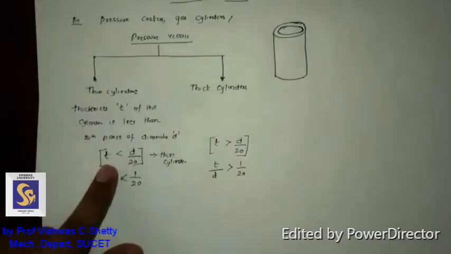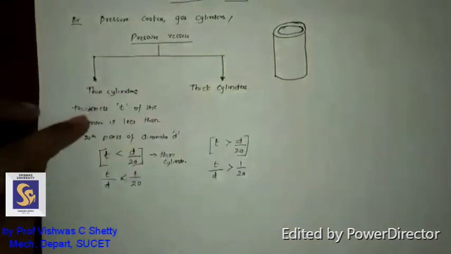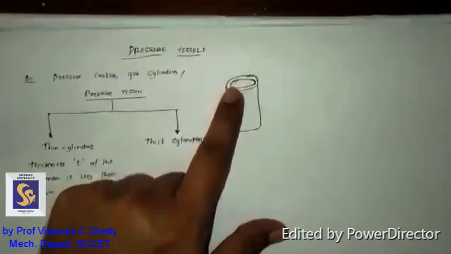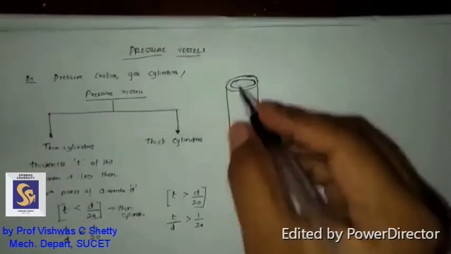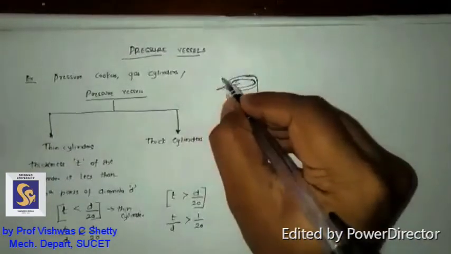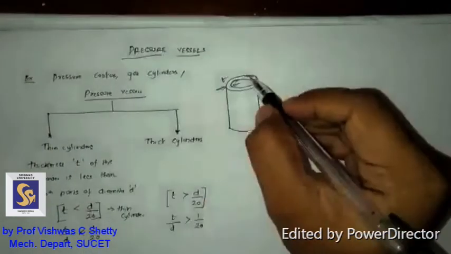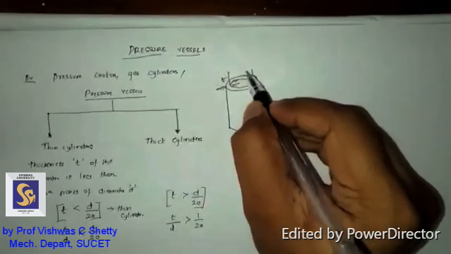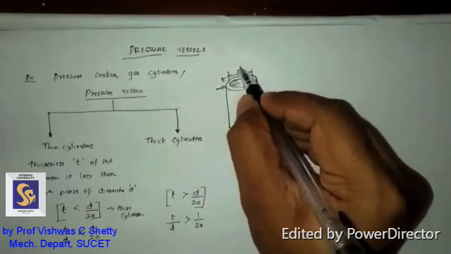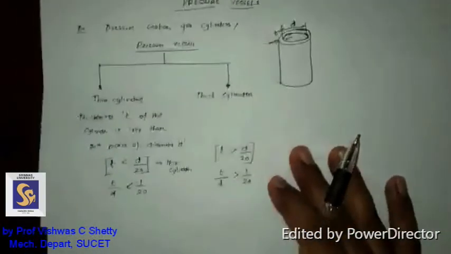Yes, sir. Pressure vessels will be divided into two categories, thin and thick cylinders. Thin cylinder means its shell thickness, T, should be less than D upon 20. D would not be the outer diameter, it would be the inner diameter. So D here is the internal diameter.